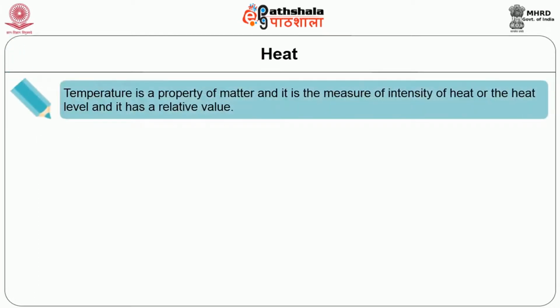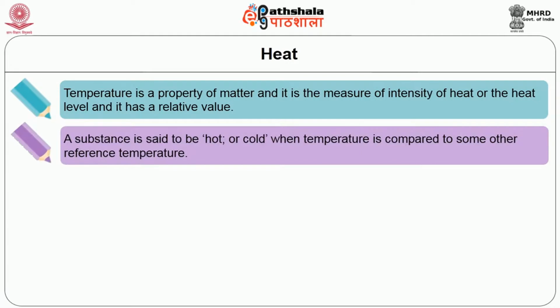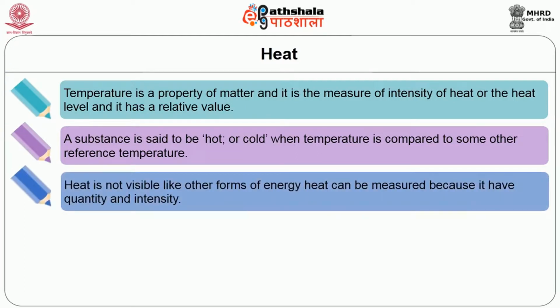Temperature is a property of matter and it is the measure of the intensity of heat, or the heat level, and it has a relative value. A substance is said to be hot or cold when its temperature is compared to some other reference temperature. Heat is not visible like other forms of energy. Heat can be measured because it has quantity and intensity.